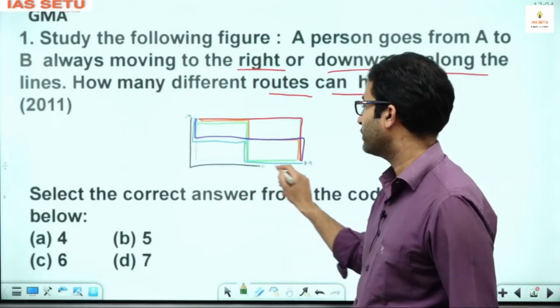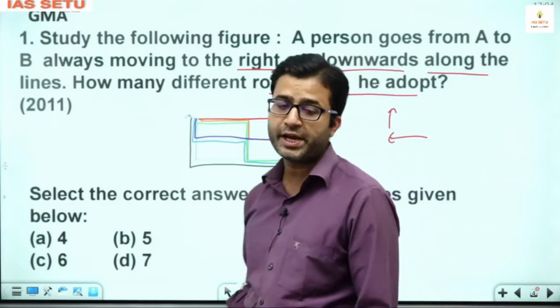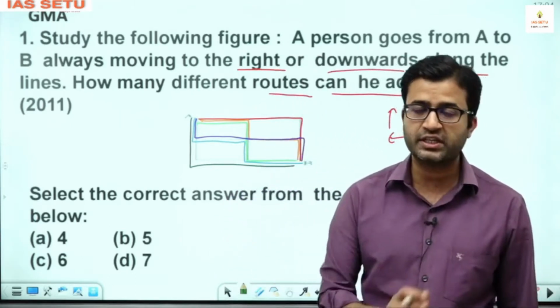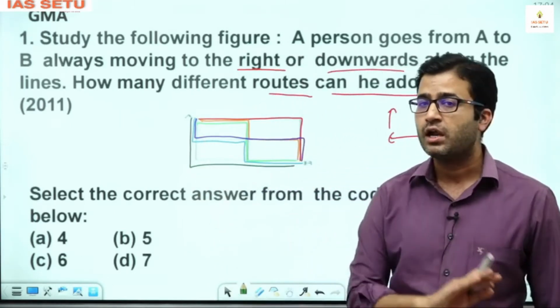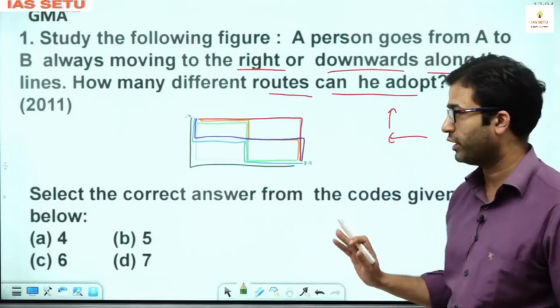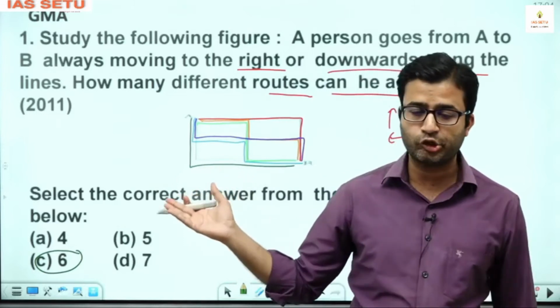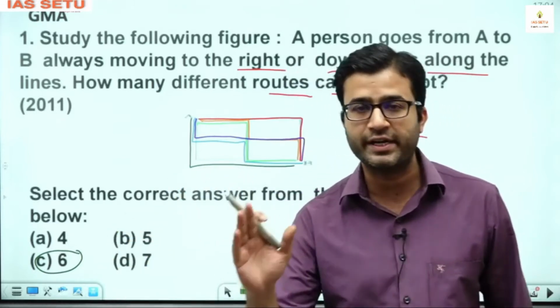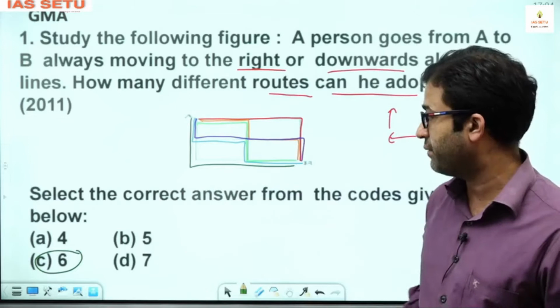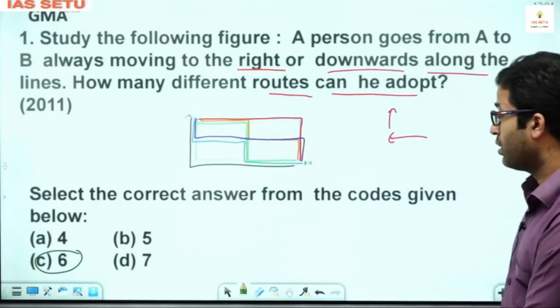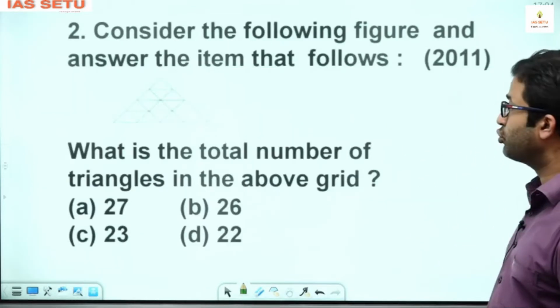So we have total six different routes from A to B, where we just can move rightward or downward, left and upward not allowed. So here answer is six. Just like 30 second question you count, but be careful right and downward. So your answer is coming 6. Next is question number 2.